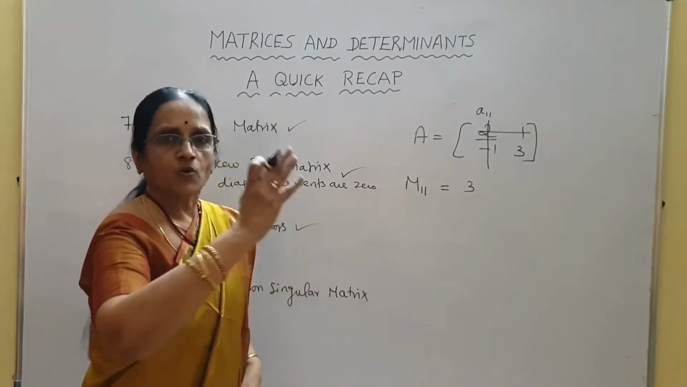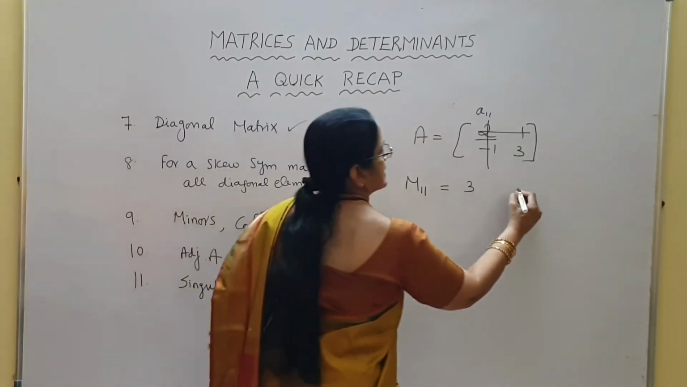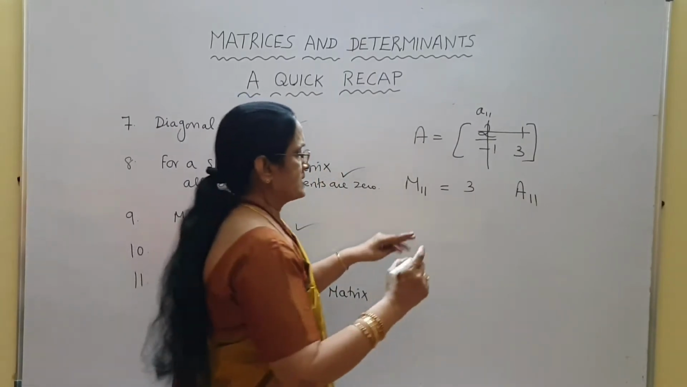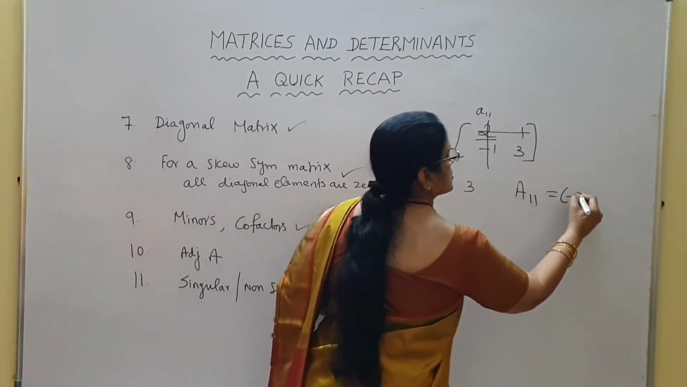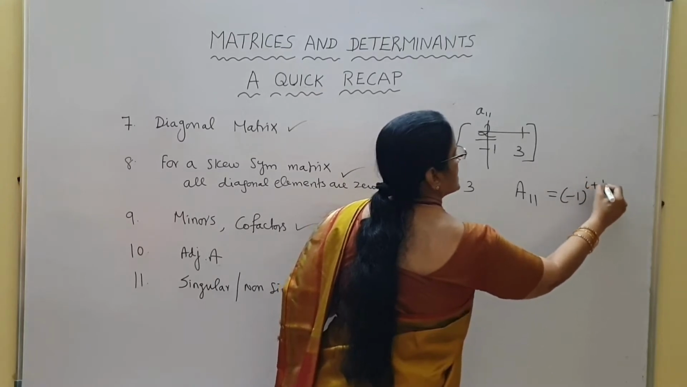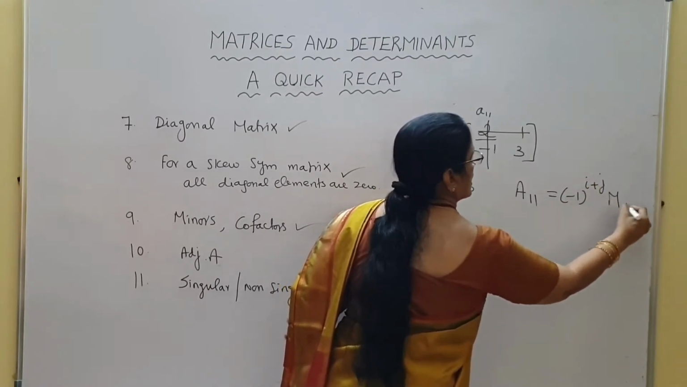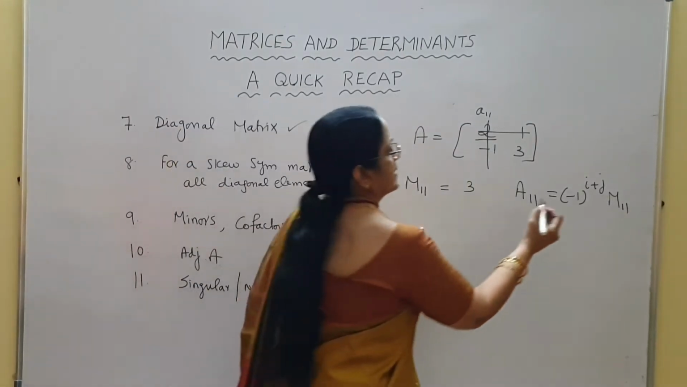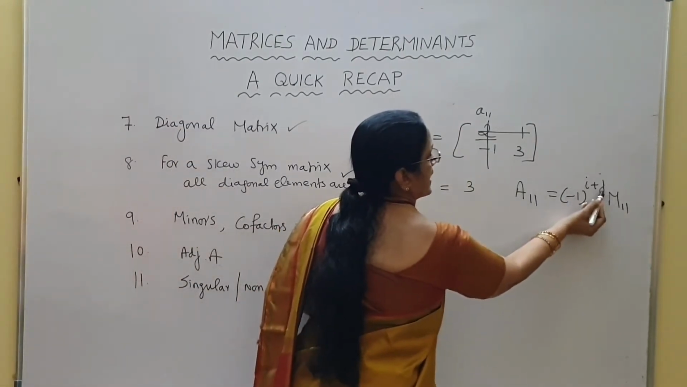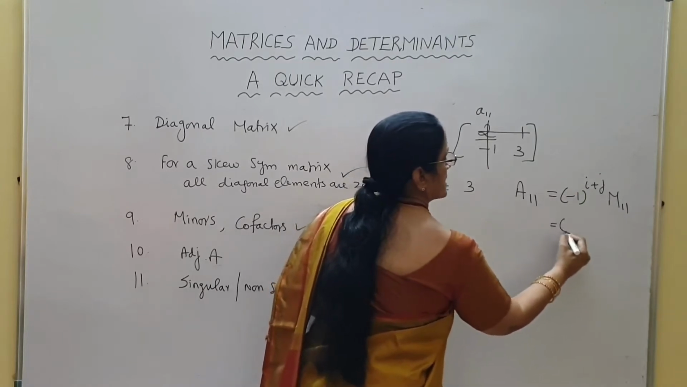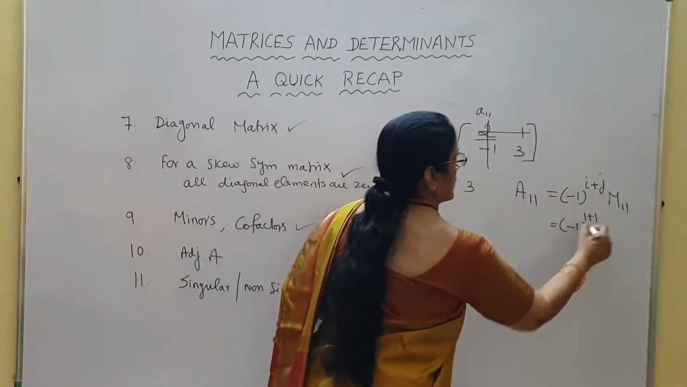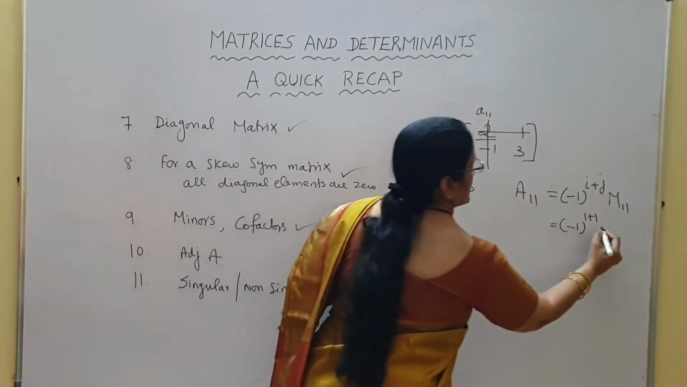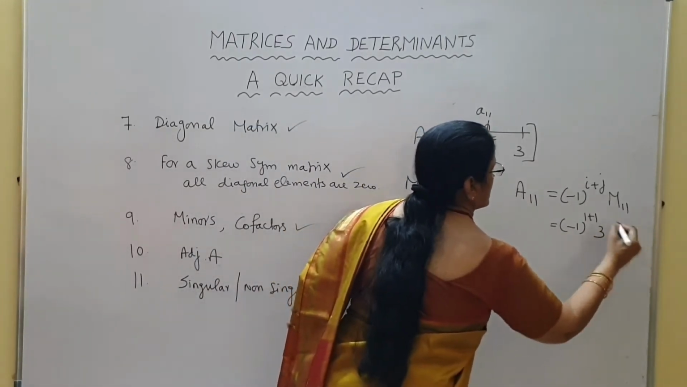And the corresponding cofactor, we represent the cofactor by capital A11, which is minus 1 to the power i plus j into M11. This is the formula for that. Where i is 1, j is 1. So you will be getting minus 1 to the power 1 plus 1 into M11. M11 is 3, so into 3, which is going to be 3.